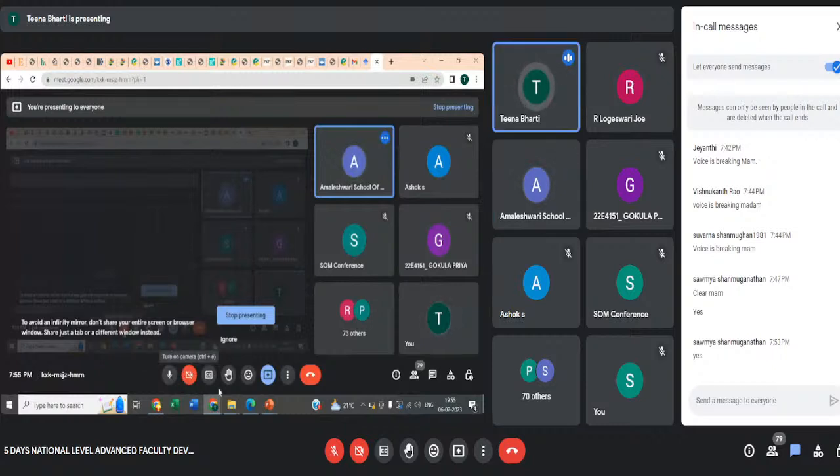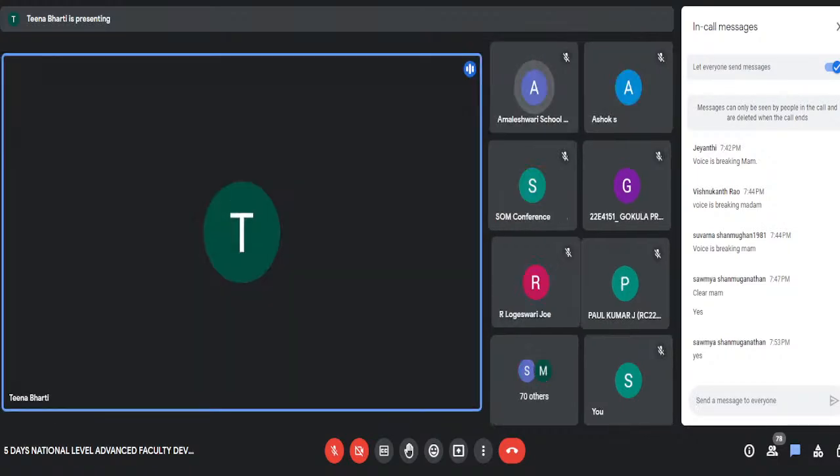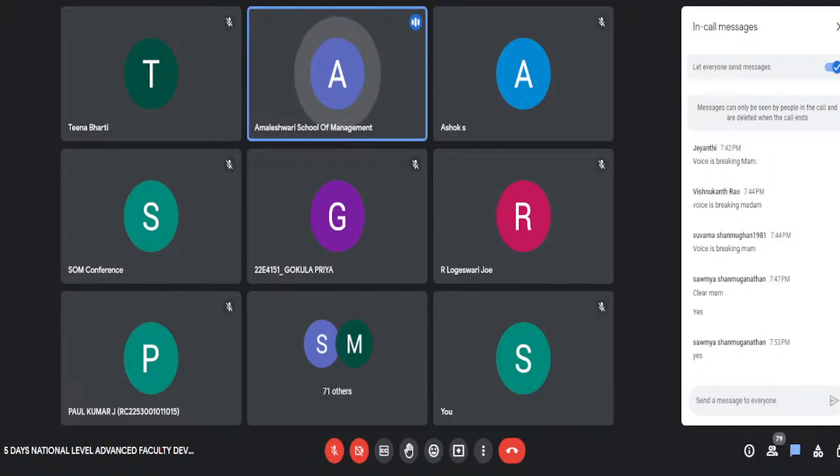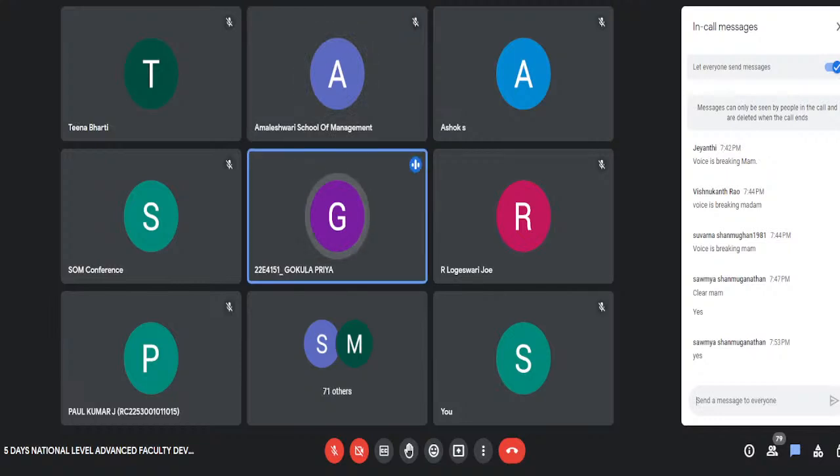Thank you. Before we move forward, if you have any query related to what we have discussed so far, kindly post any question. Participants, please make use of this opportunity to get your doubts cleared. Goklapriya, you can help madam in reading out the questions. Yeah, sure, ma'am.